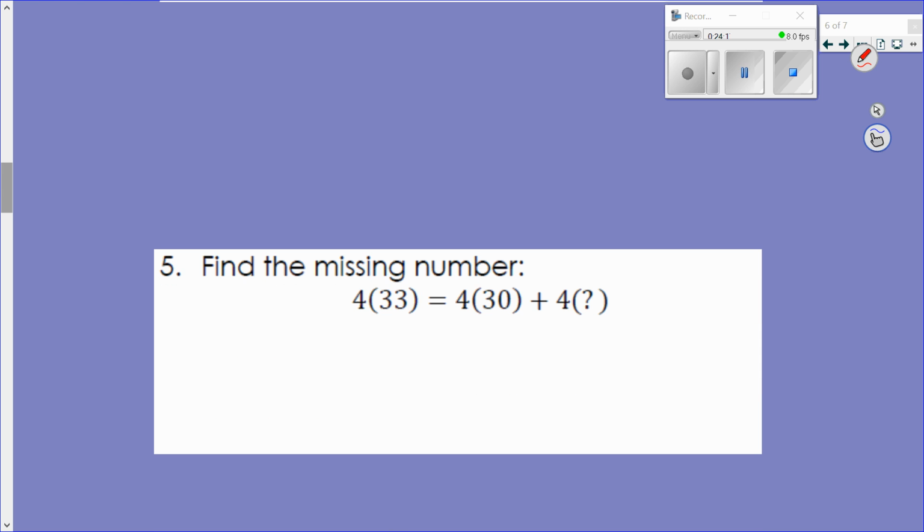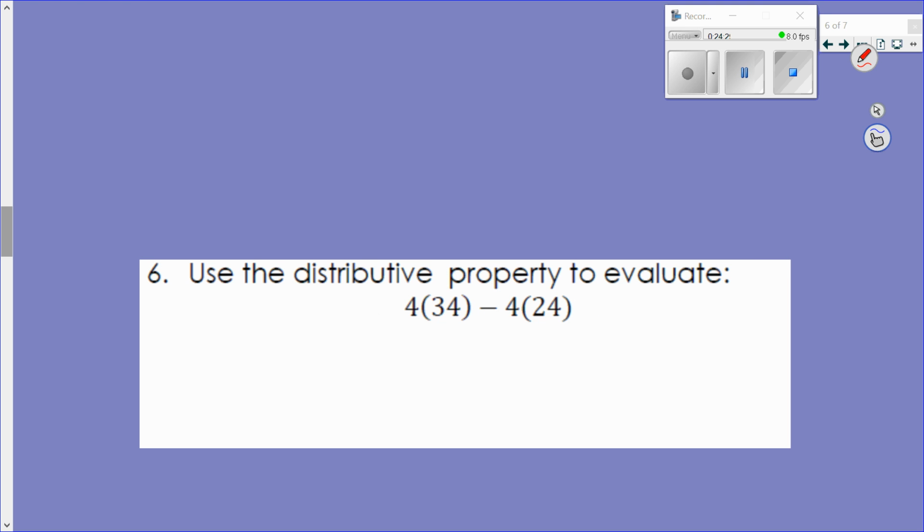Numbers aren't too bad. I'll give you 30 seconds. The number was 3. Then I've got 120 plus 12, 132. Next one. Again, distributive property. Show me what it looked like before I distributed. Okay, what did it look like before I distributed? 4 times 34 minus 24, which would have been 4 times 10 or 40.